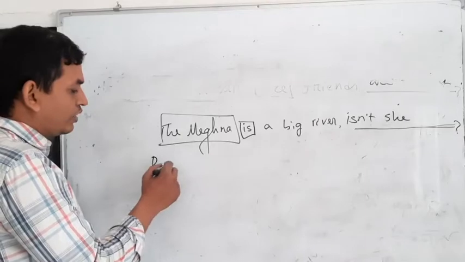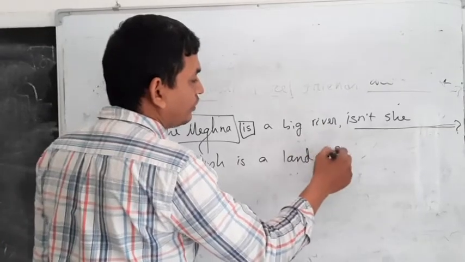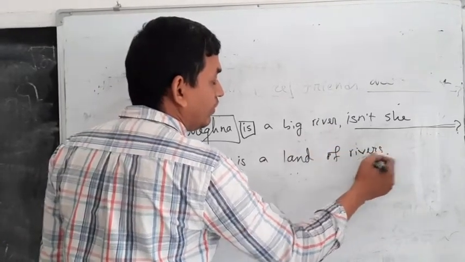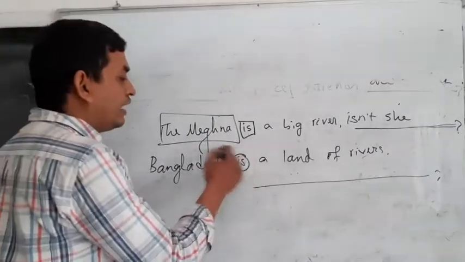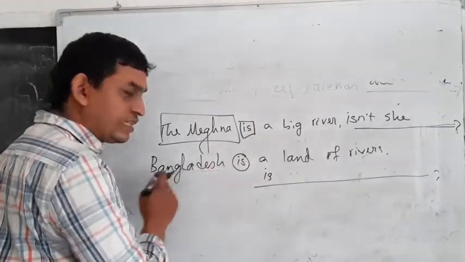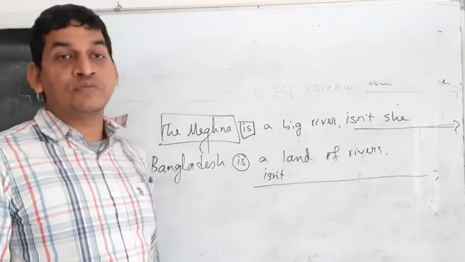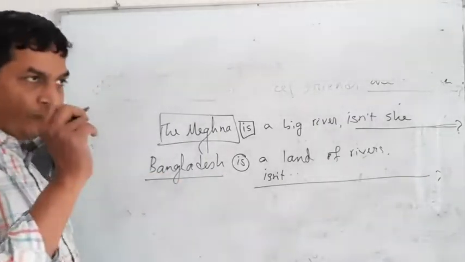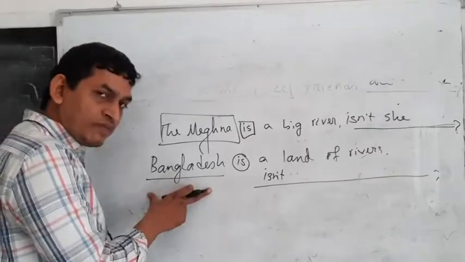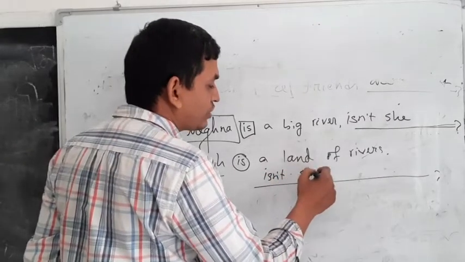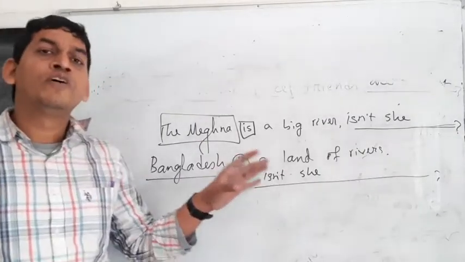Same as, Bangladesh is a land of rivers. In this sentence, there is the word is. We must write here is, and as this sentence is in positive form, we have to write not. That means isn't. And after writing isn't, we have to use the subject. Here the subject is Bangladesh. We know that the name of any country takes the pronoun she. So as Bangladesh is the name of a country, we have to use she instead of Bangladesh. So, isn't she. These are the simple rules of making tag questions.